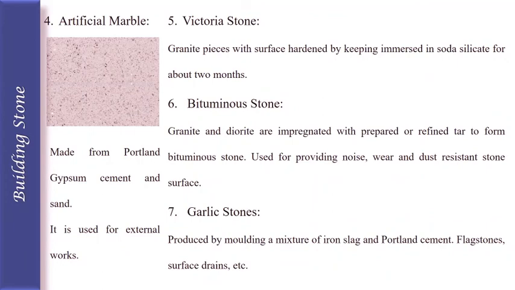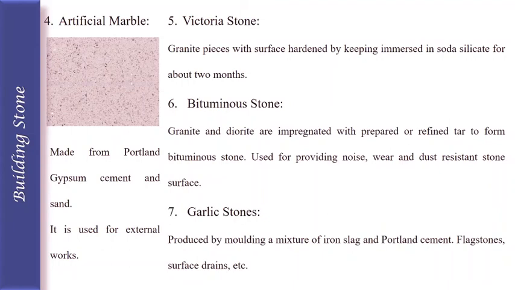Next is artificial marble. These artificial marbles can be either prepared in precast or cast in situ. They are made from Portland gypsum cement and sand. These artificial marbles are used for external works only. Next is Victoria stones. These Victoria stones are made of granite pieces, with the surface hardened by keeping them immersed in soda silicate for about 2 months before use.